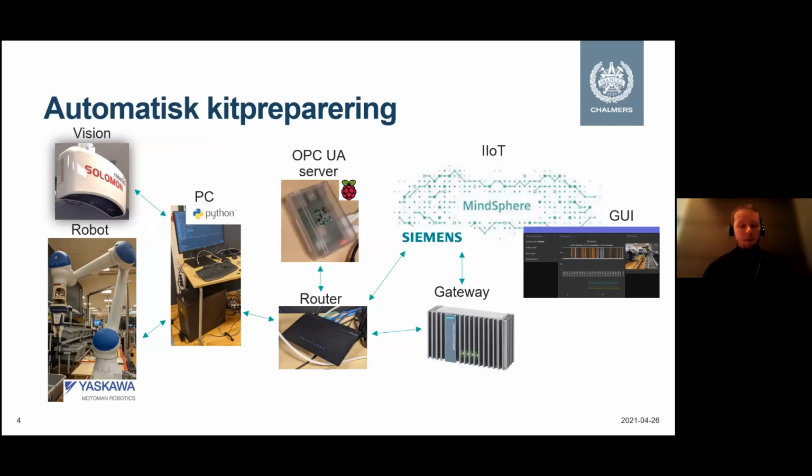And as an overview of the different components of the automated kitting process, I created this view here. And as you see on the left, we have a vision system and a robot which communicates with a PC. And the PC in turn is connected to a router, which is connected to a Raspberry Pi containing an OPC UA server. This OPC UA server is read by a gateway, which sends the data to mines where we can visualize the robot status and see how well the process performs in real time, basically. So this is what I'm going to present today. I'm going to present all these different parts and explain how we have configured them.